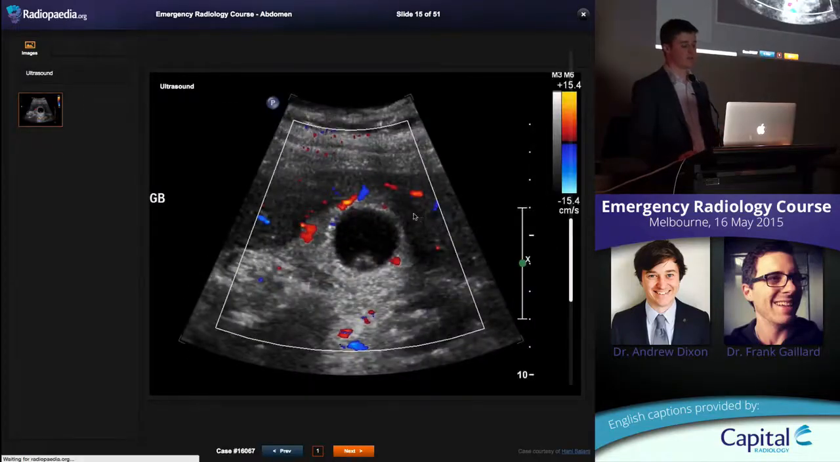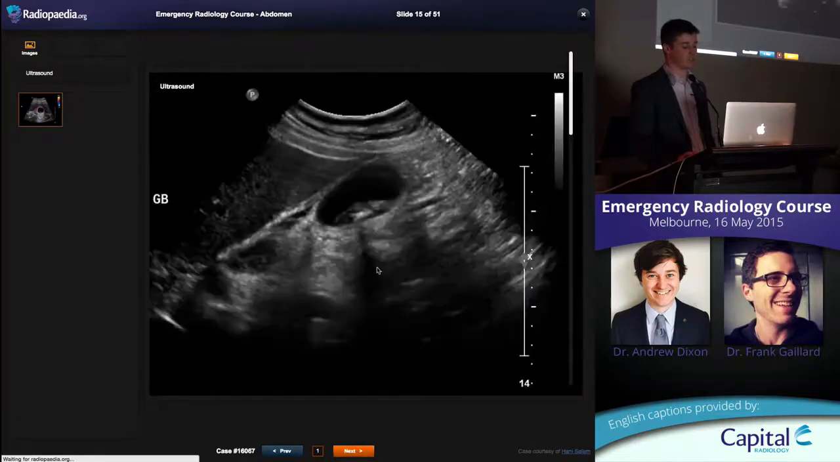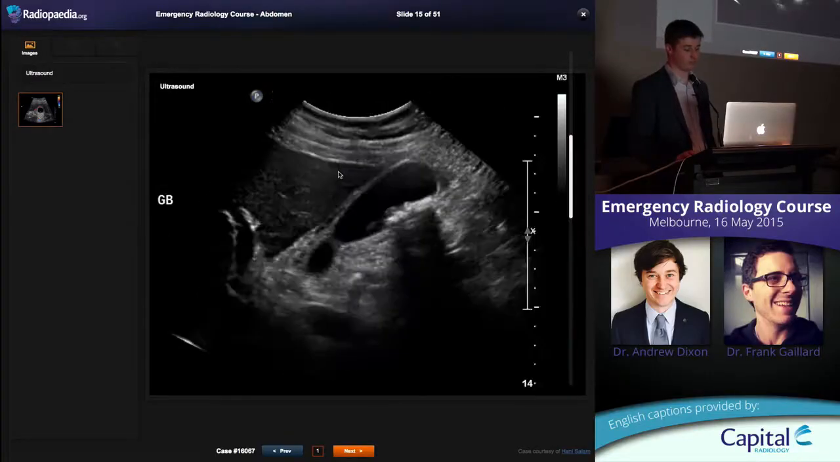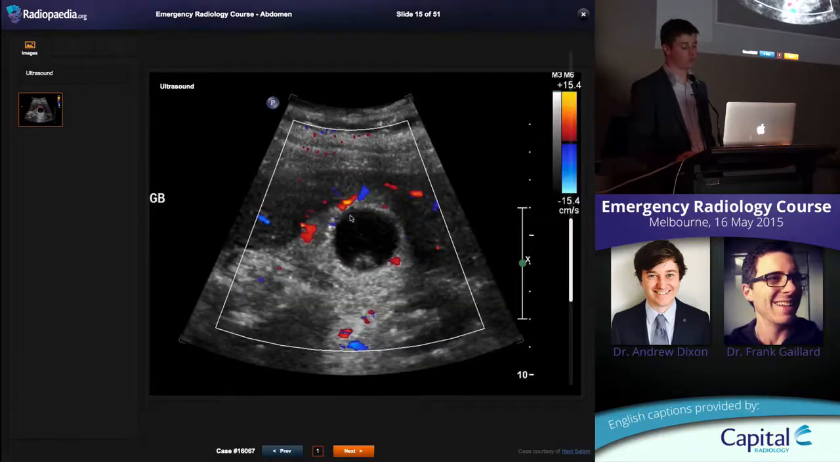Here's a case of cholecystitis. Again, we've got this stuff sitting in the gallbladder. It's not really shadowy, but a little bit of shadowing there on that image. And hyperemia of the wall of the gallbladder, thickening wall. Okay, so acute cholecystitis. Very, very easy to diagnose on ultrasound.